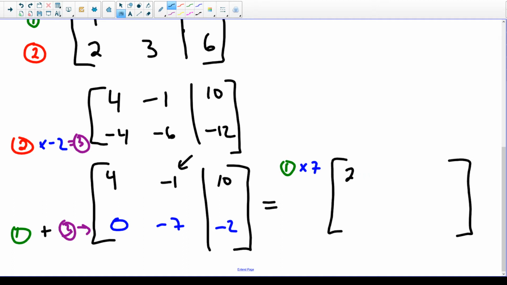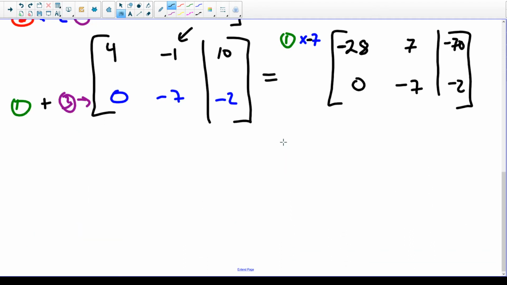That's going to give me 28. Oh, wait a second. No, I want it to be negative 7. I need to multiply by negative 7. First mistake of the day. Because I want it to be a positive 7 in this position. Okay, so 4 times negative 7 is negative 28. Negative 1 times negative 7 is positive 7. And then 10 times negative 7 is negative 70. Right? I don't think I made any mistakes there. And then my second row stays the same. So 0, -7, -2.